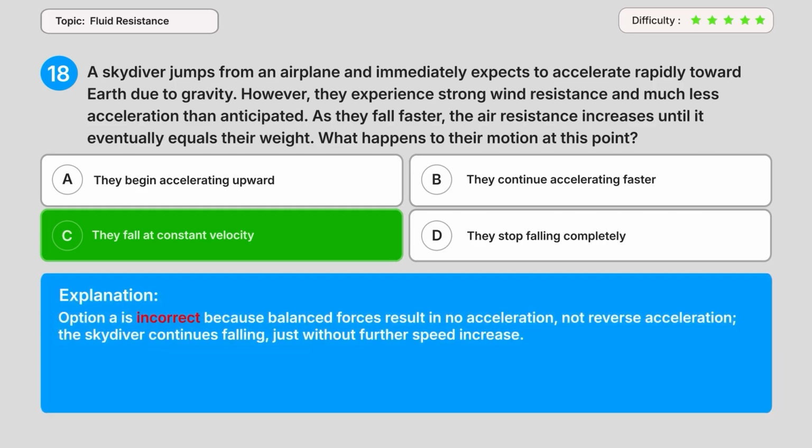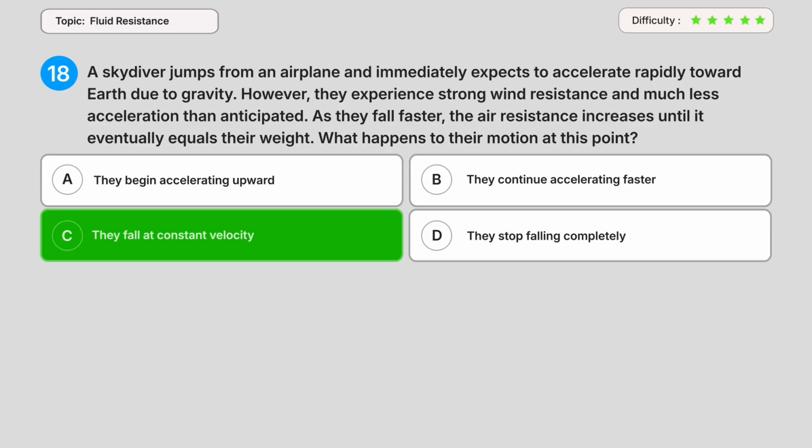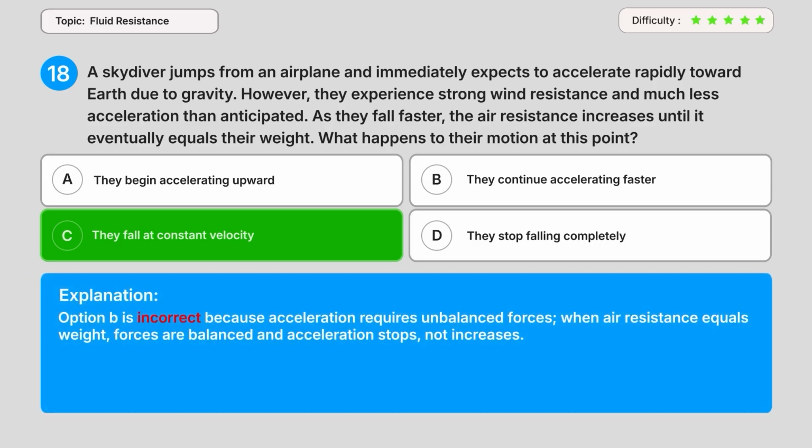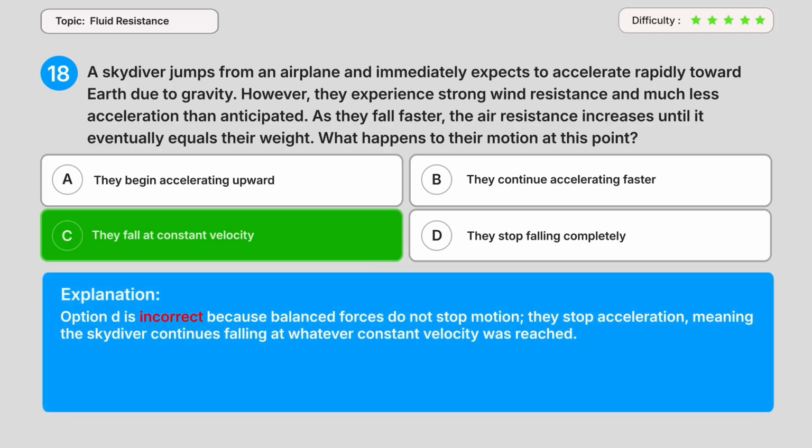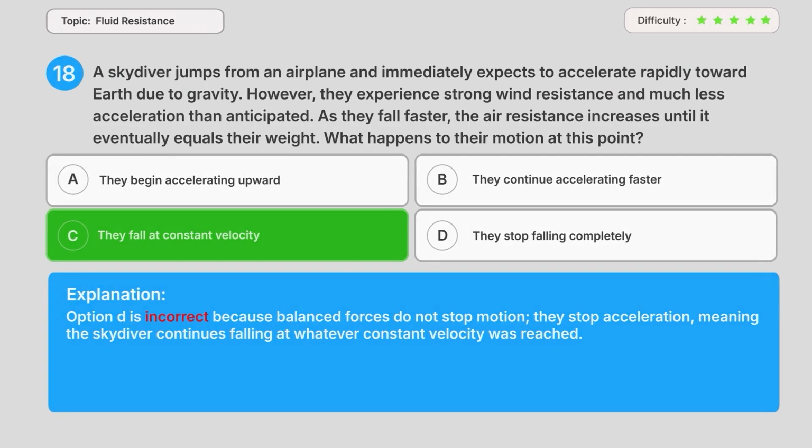Option A is incorrect because balanced forces result in no acceleration, not reverse acceleration. The skydiver continues falling, just without further speed increase. Option B is incorrect because acceleration requires unbalanced forces. When air resistance equals weight, forces are balanced and acceleration stops, not increases. Option D is incorrect because balanced forces do not stop motion. They stop acceleration, meaning the skydiver continues falling at whatever constant velocity was reached.